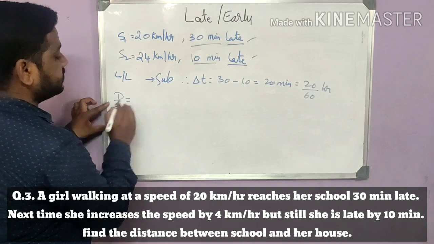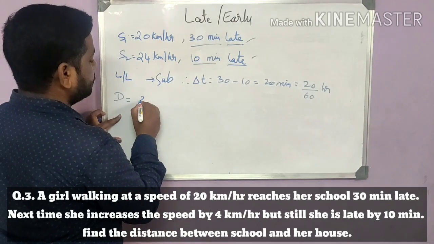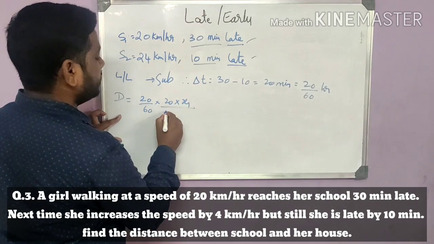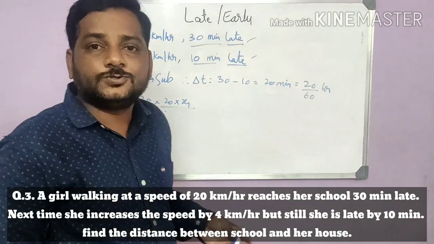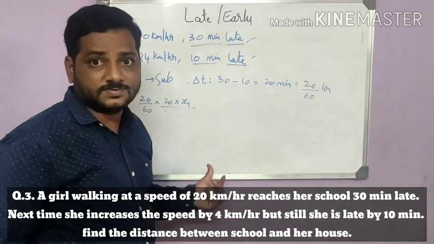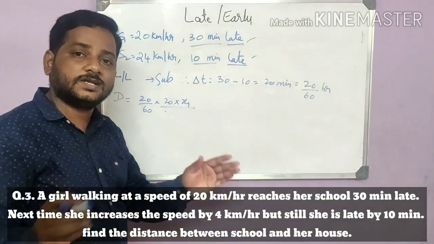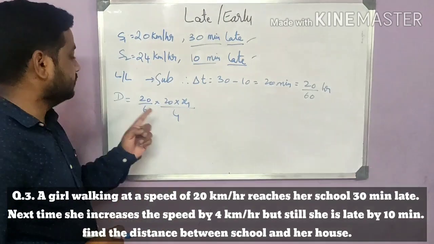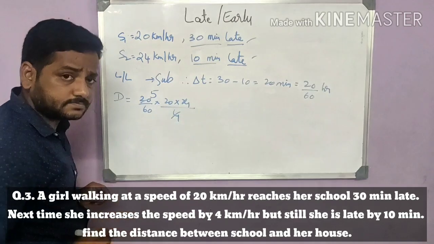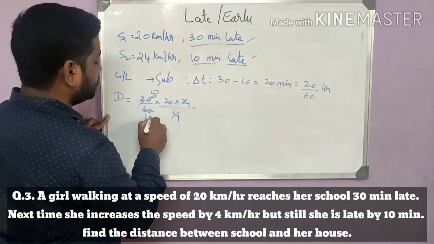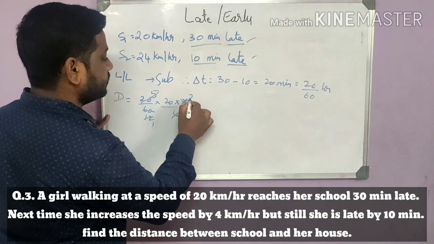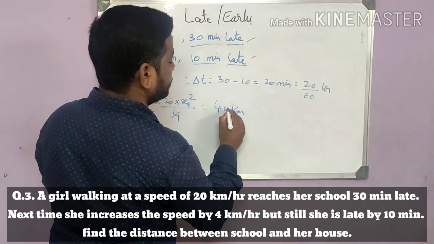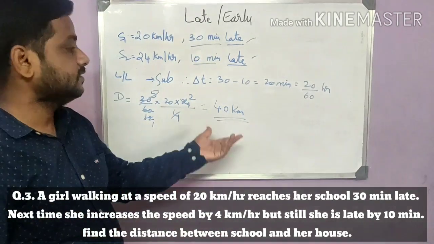Now, D is equal to delta t, that is 20 by 60, into S1 is 20, S2 is 24, divided by this minus this. It may be 20 minus 24 or 24 minus 20. You take the larger number first and the smaller number next, so that we do not get confused with the negative signs. So 24 minus 20, it's 4. So 4 1s are 4, 5 4s are 20. 5 1s are 5, 12 1s are 12, 12 2s are 24. So totally left out 20 into 2, that is 40 kilometers. So the distance between the school and house is 40 kilometers.